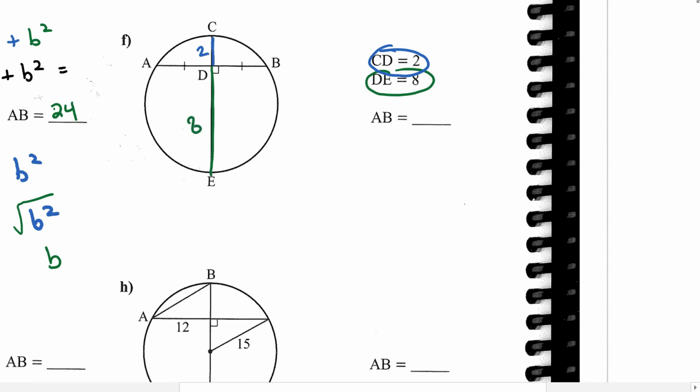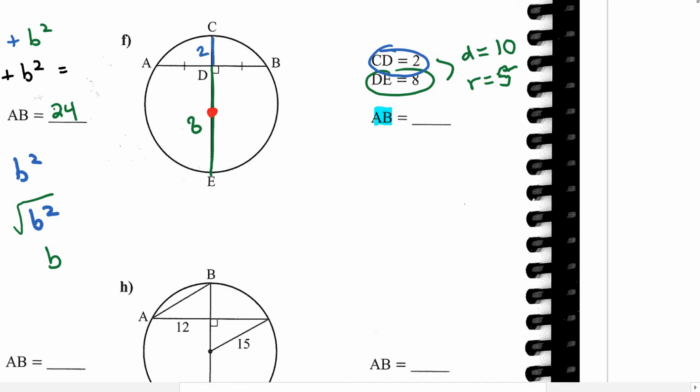So that means the diameter is going to be 2 plus 8, which is 10. If the diameter is 10, then I know the radius is going to be half of that, which is 5. So the radius there is going to be 5. Now I need to find the value of AB, and AB is once again the length of this chord. Okay, great. For this particular problem, I will create a center piece right in the middle.